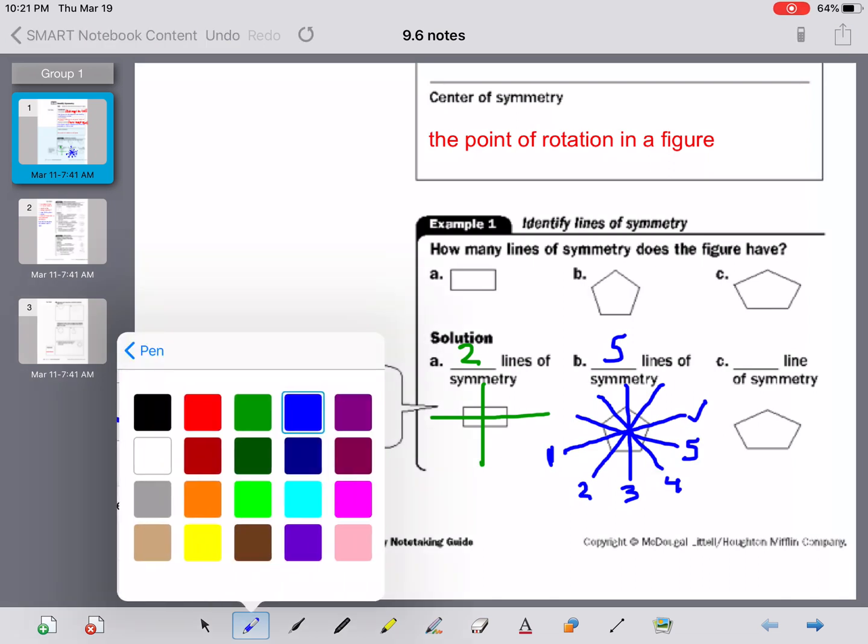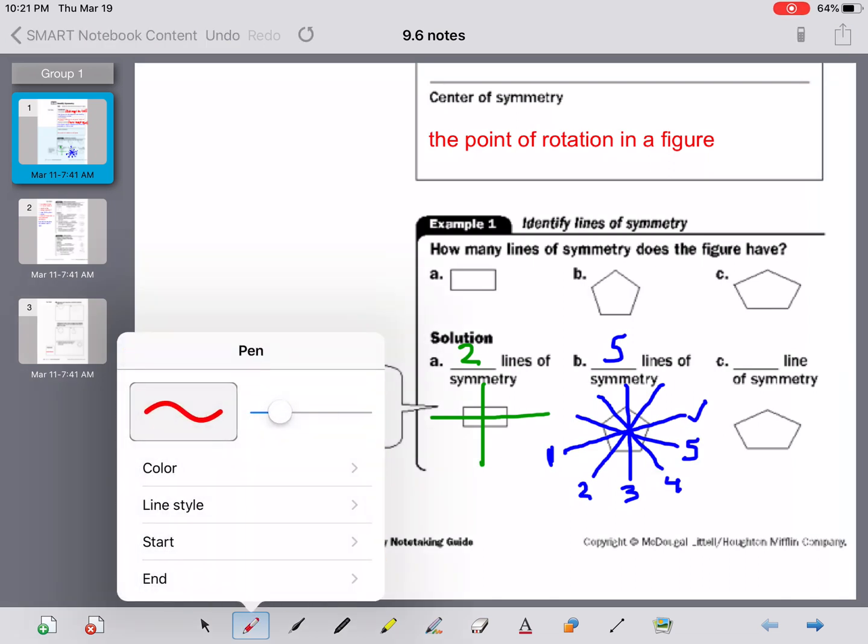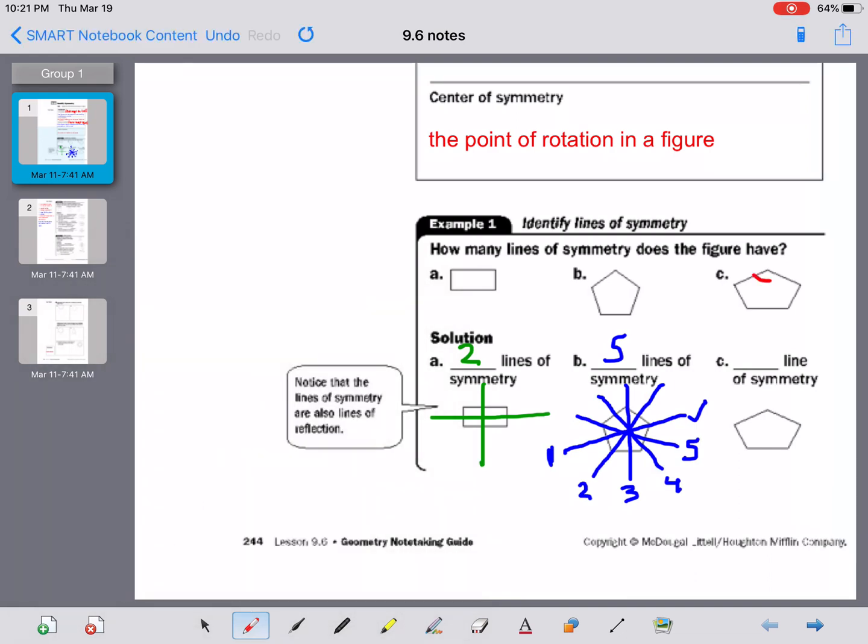Now on C, my final one in this example, is also a pentagon, but you'll notice it looks more stretched out. My angles are not all the same. This angle up here looks a lot wider than the one over here. So definitely a different looking pentagon. I can definitely draw this vertical line down the center, but that's where I have to stop. No other line can I draw where when I fold, I'm going to have identical sides on both sides of the line. So in this pentagon, I only have one line of symmetry.